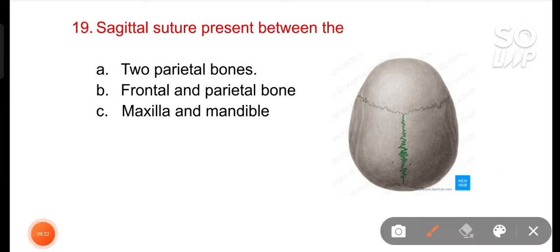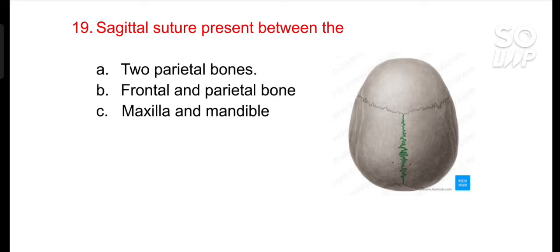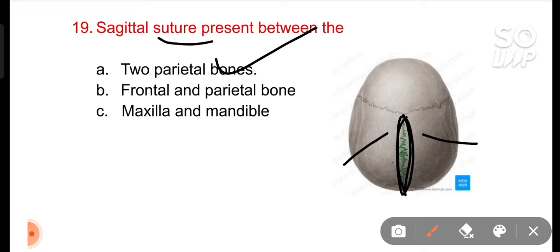The next question is, sagittal suture is present between which? The options are two parietal bones, frontal and parietal bone, maxilla and mandible bones. The right option is two parietal bones. So between the two parietal bones we have the sagittal suture. Suture is nothing but the connection, the fixed joint. It is also called fixed joints.